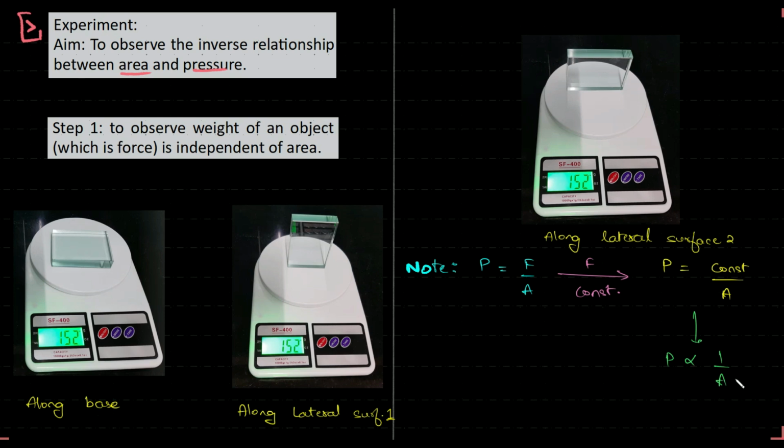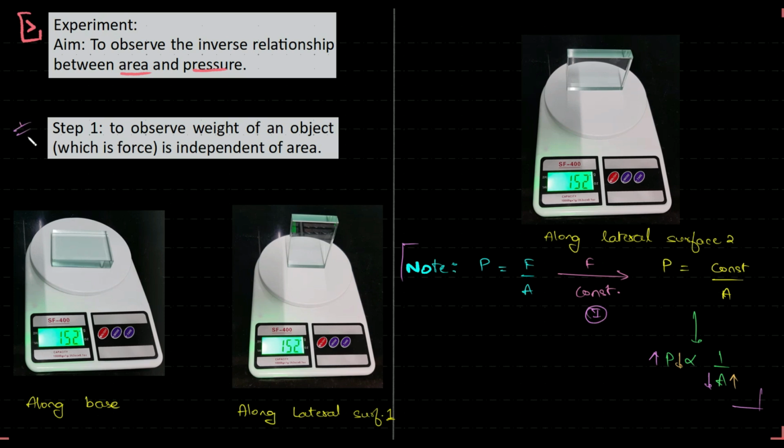To put it in a simpler manner, if I increase the area, pressure will decrease. And if I decrease the area, pressure will increase. Right? So this is the mathematical explanation. Now let's see this experimentally. The first step is to have a constant force.